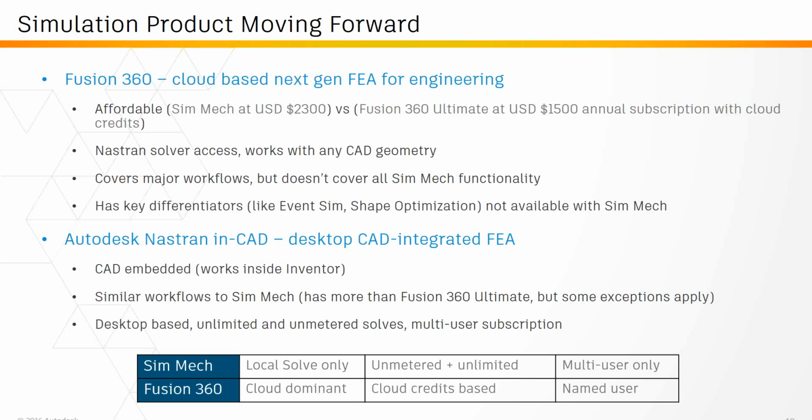So kind of a comparison between the two. The Fusion 360 is more cloud dominant as far as the solve, so you can take advantage of Autodesk servers that we use for these cloud solutions. So, like we have CFD cloud solves that have been available. It's the same structure, it's the same server bank, if you will, and it's constantly being upgraded and improved and so forth. And then those simulations or the solutions are more cloud-based. The sim mechanical is more local, and then the Fusion 360 is based on named user versus the multi-user with Nastran in CAD.